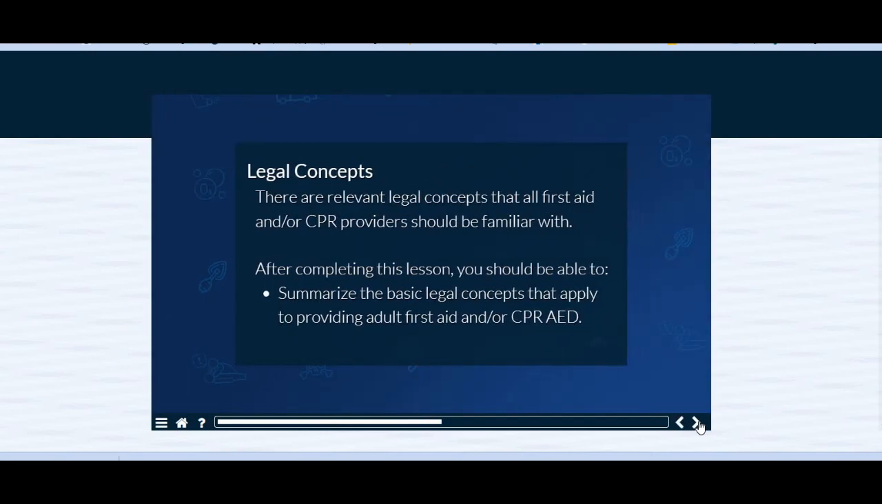There are relevant legal concepts that all first aid and/or CPR providers should be familiar with. After completing this lesson, you should be able to summarize the basic legal concepts that apply to providing adult first aid and/or CPR AED.